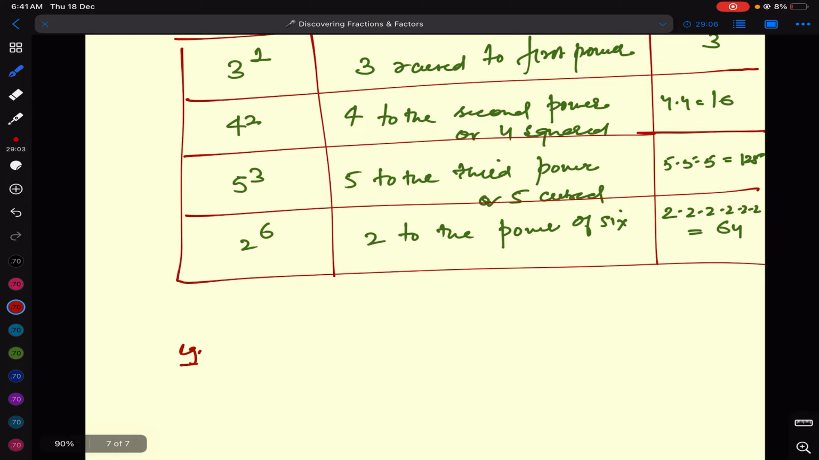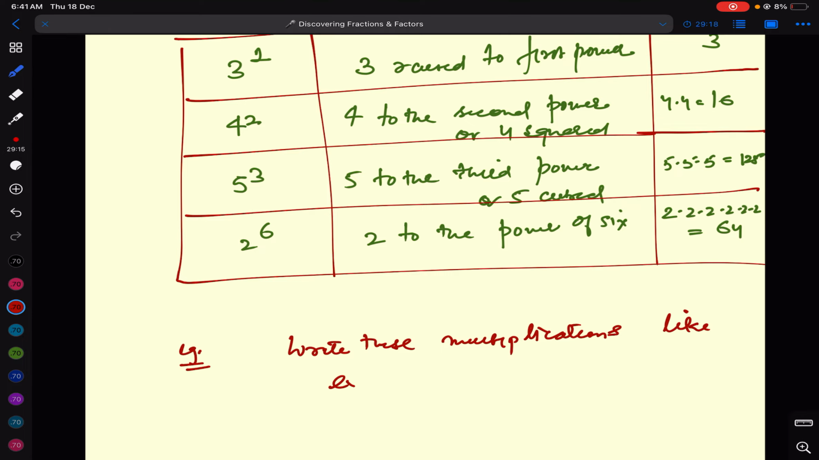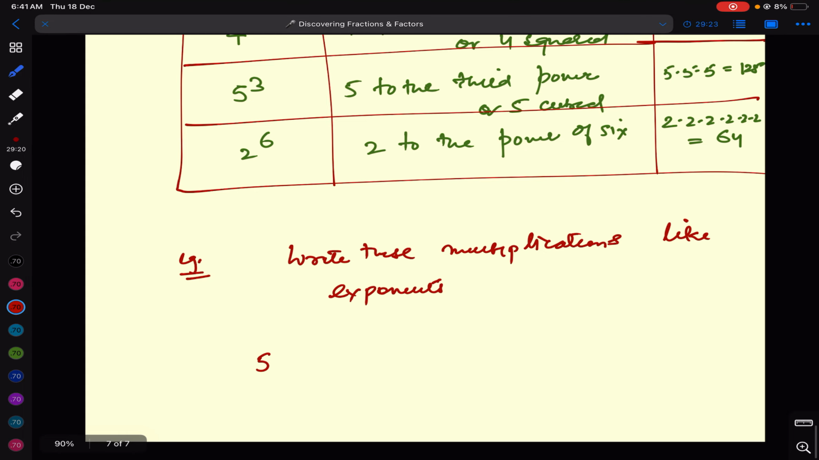Now the next example that we are going to take is you have to write these multiplications as exponents. The first multiplication that we have is 5 times 5 times 5. Here your base, which is 5, is getting repeated 3 times, right? So this is basically written as 5 to the 3. The exponent that gets formed here is 3.